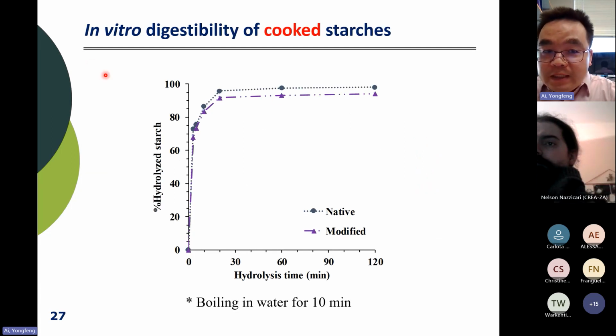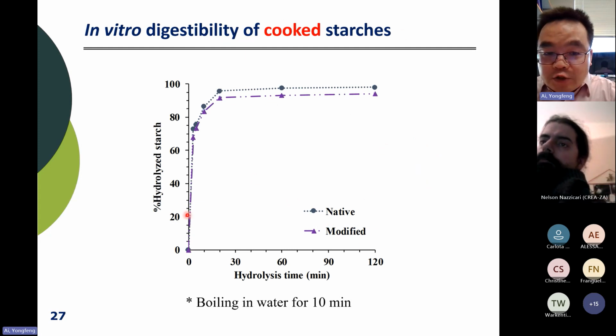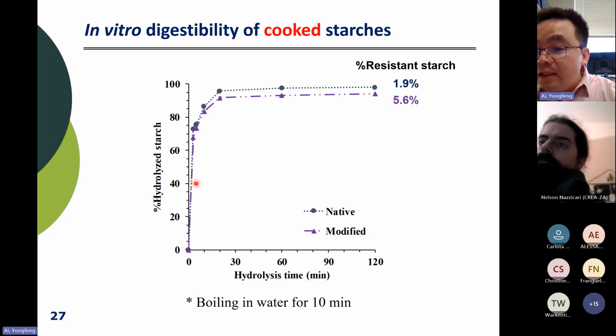Actually, we did the in vitro starch digestibility, and then we cooked the starch. When we look at the digestion curve, this starch indeed shows a greater reduction in enzymatic hydrolysis. So when we look at the resistant starch content, we can increase it from about 2% to 5.6%.